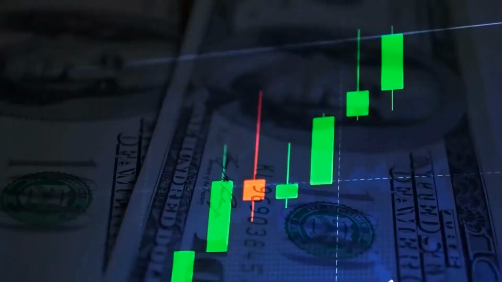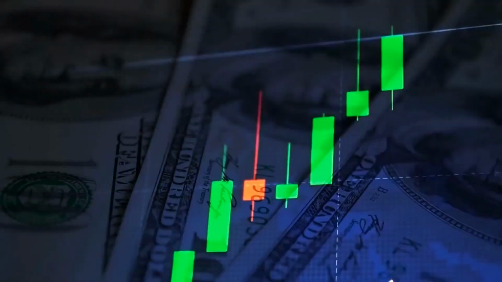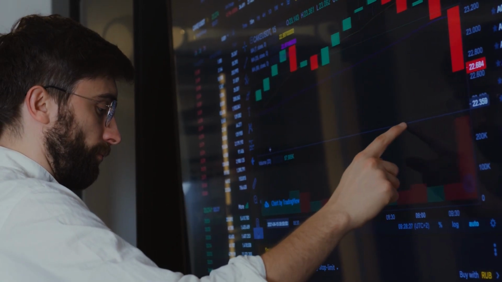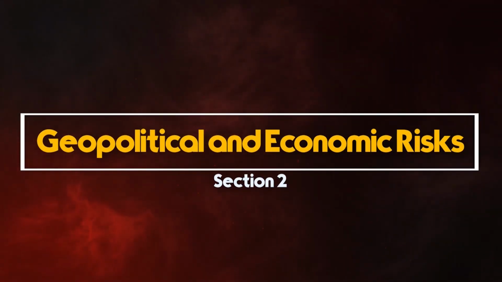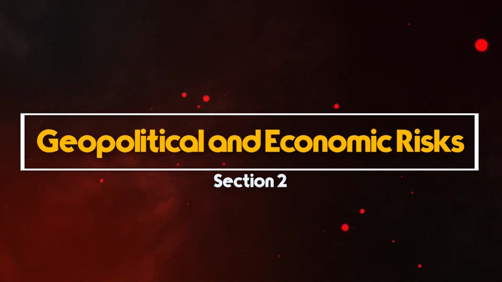One of the primary risks in commodity trading is market volatility. Prices can fluctuate dramatically due to changes in supply and demand. Section 2. Geopolitical and economic risks.